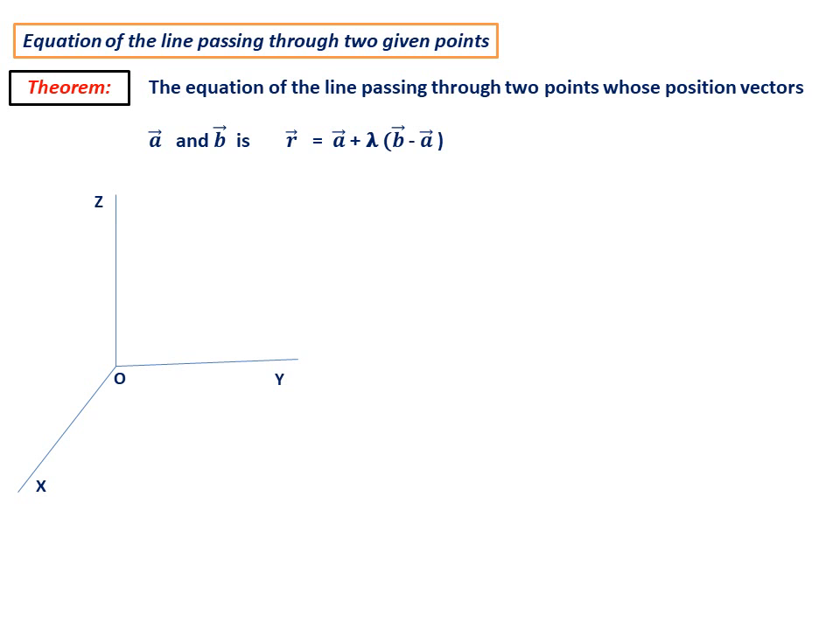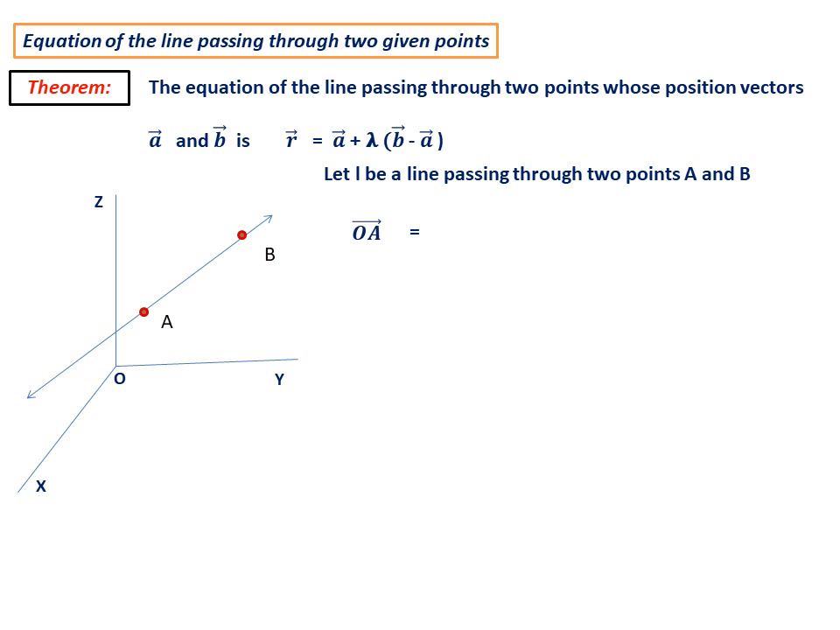So let us consider the rectangular coordinate system. Now let L be the line passing through two points A and B. So we can take the line L with two points A and B. Let us say OA equal to vector A, that is, the position vector of A is vector A, and the position vector of point B is vector B. Now join them.